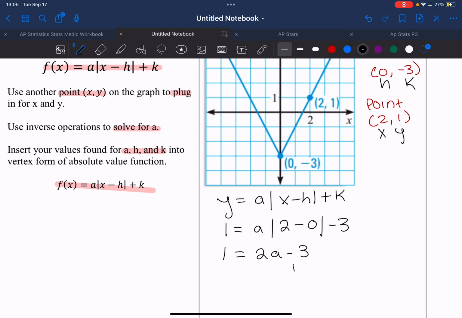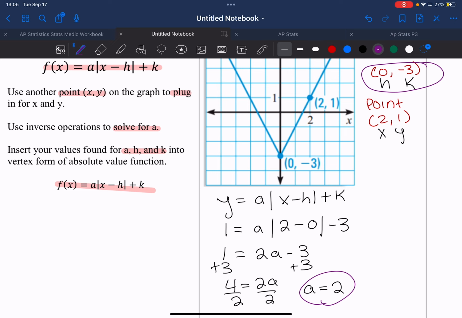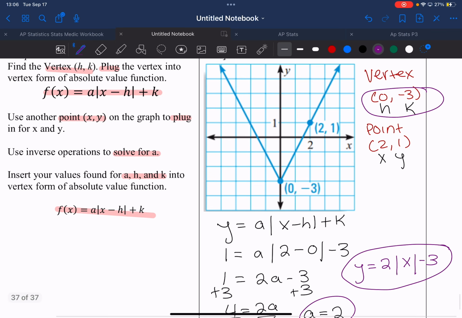Now solving for a, I'm going to add 3 to both sides, and I get 4 is equal to 2a. Divide by 2, I get a is equal to 2. Once I have all that information, I am now rewriting my equation using a, h, and k. So I have y is equal to 2, absolute value of x minus 0, but I don't need to write that minus 0 there, plus k, so -3. This is my equation that matches the graph.